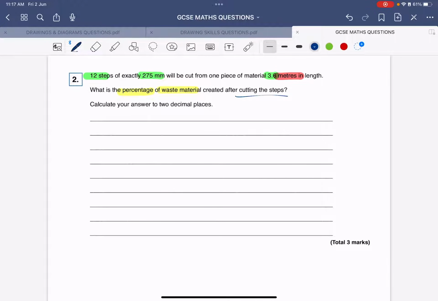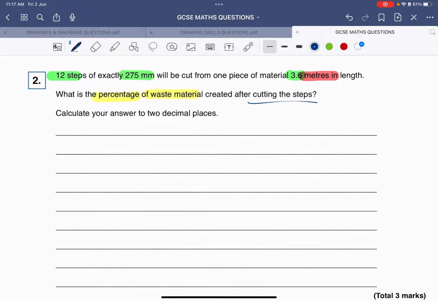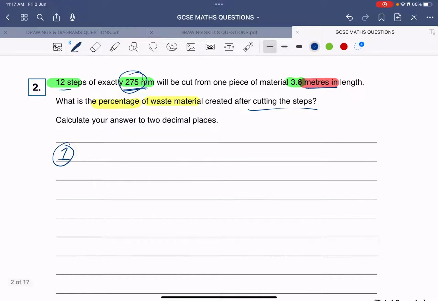The first thing that I would do is work out what is the total length of material used for these. So 12 times 275. But because we're working in meters as the final answer, I'm actually going to convert this 275 into meters. So we're going to move the decimal place to make that in meters instead. Now there's 1,000 millimeters in a meter. So you can think 1,000 like that equals 1 meter.